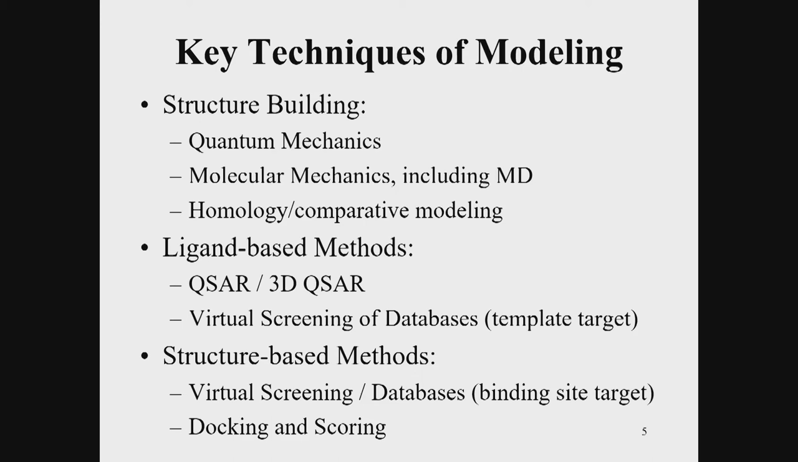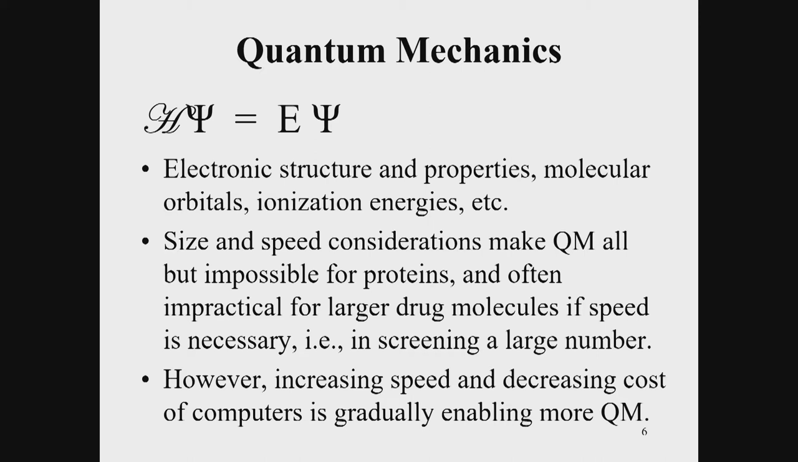So quantum mechanics, well, that's the Hamiltonian, H psi equals E psi, where psi is the Schrodinger equation. There is much that's good and important about this. We can determine electronic structure. We can determine electronic properties. We can determine molecular orbitals, ionization energies, etc.